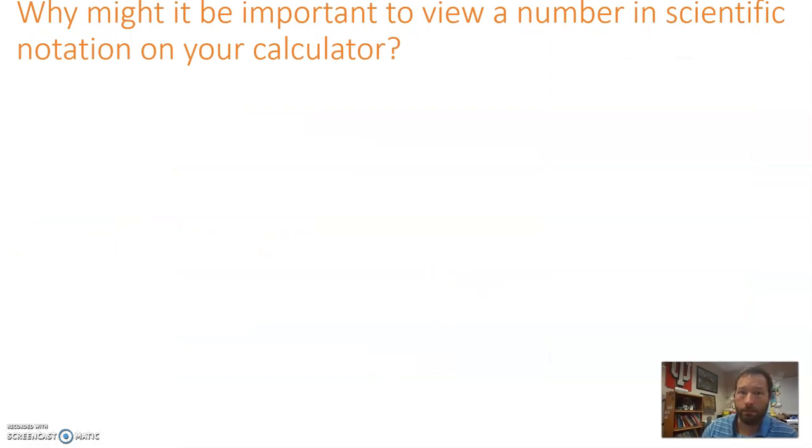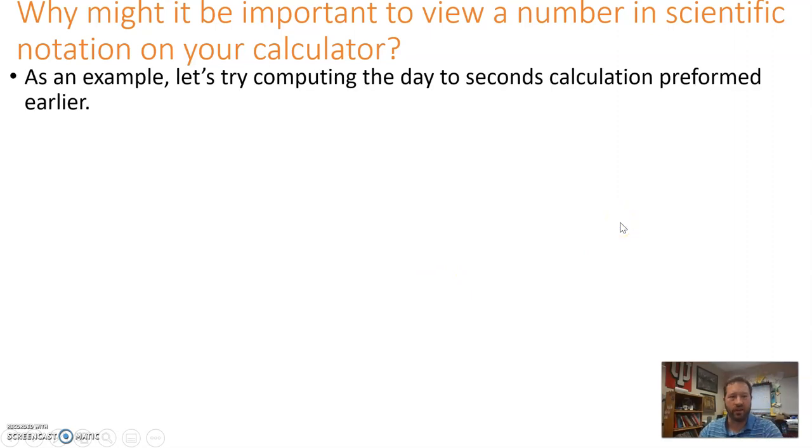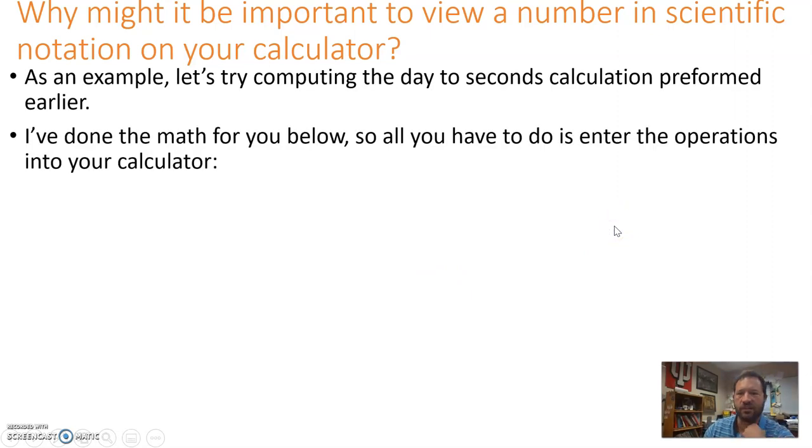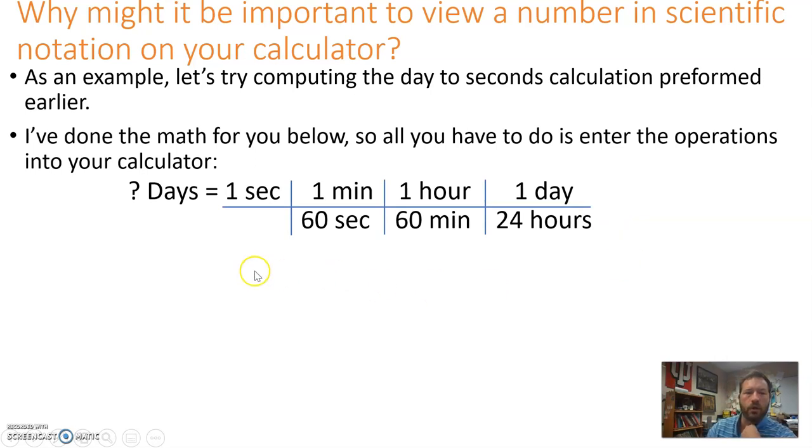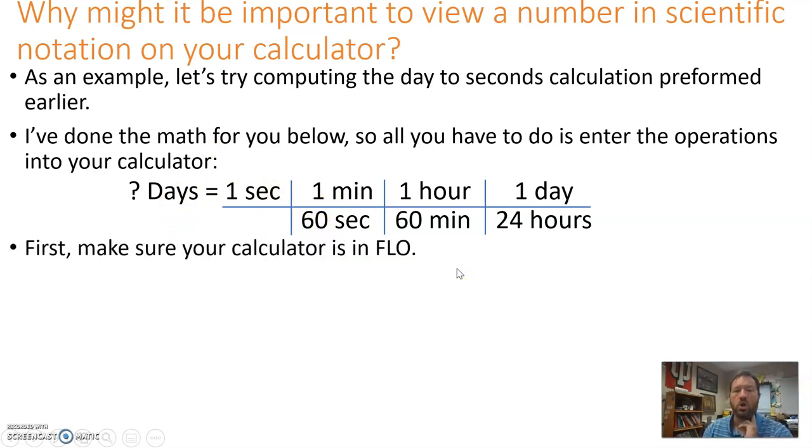Why might it be important to view a number in scientific notation on your calculator? As an example, let's take a look at the calculation before, where I figured out how many days there were in 1 second. We might not be here math-wise, so I've done the math for us. All we want to do is plug this into our calculator. First things first, make sure you are in FLOAT, that's the standard notation.